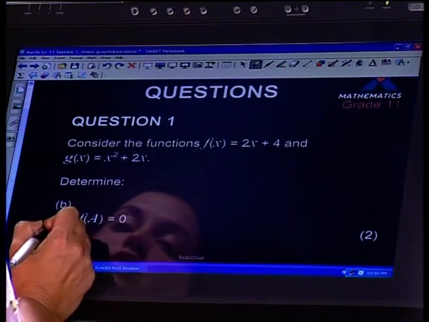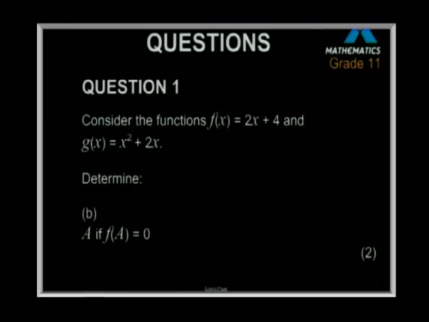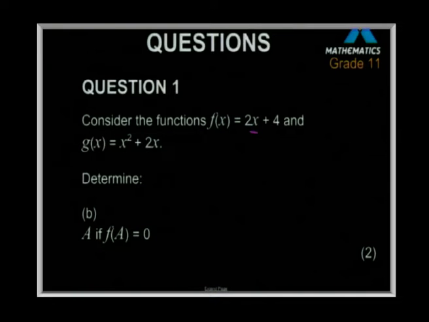B asks us to determine a if f of a is equal to 0. In this case, they've replaced x with another variable, a, and they want us to work out what a is going to be. This would not be possible if they hadn't told us that f of a is equal to 0. So we're going to replace all of the x's with a's, and then we're going to make that equation equal to 0 and solve for a. So over there is an x. It would become 2a plus 4 is equal to 0.